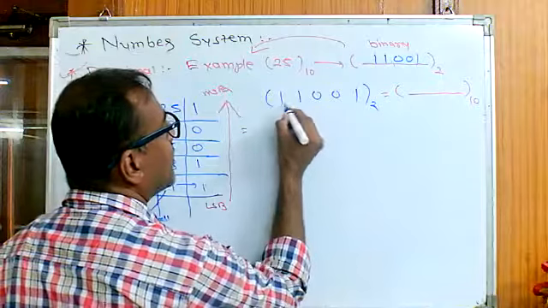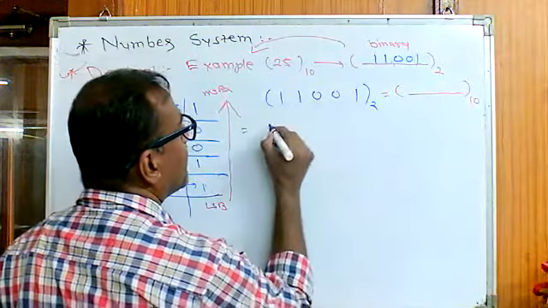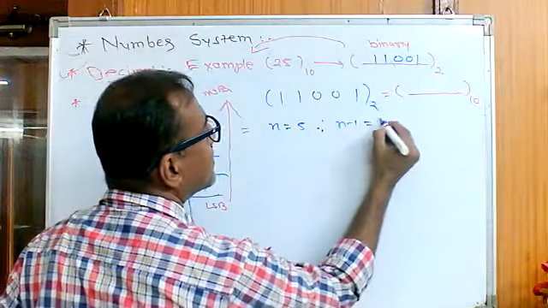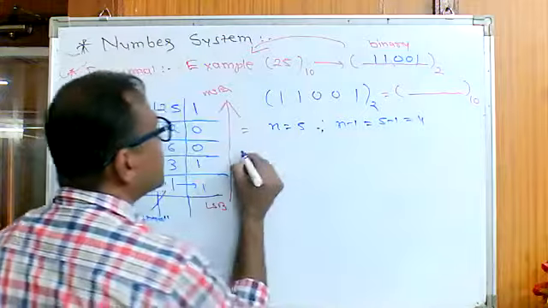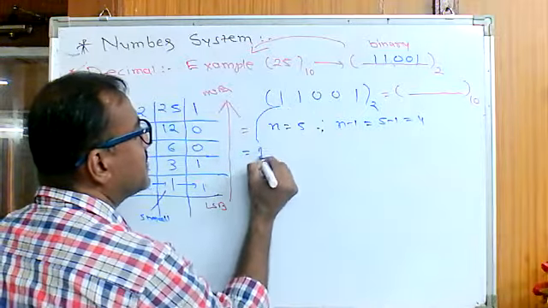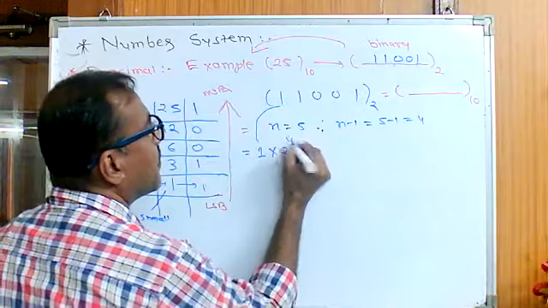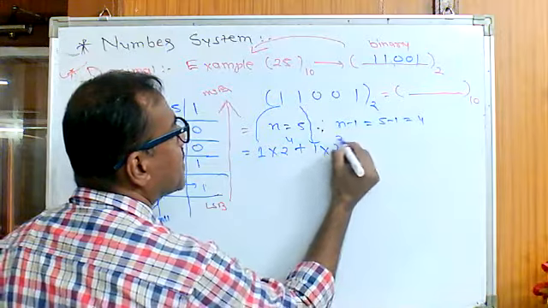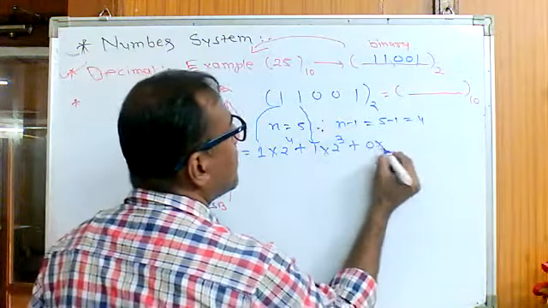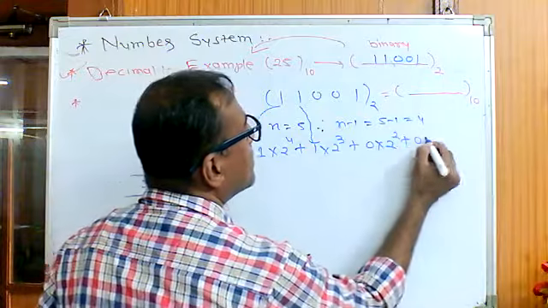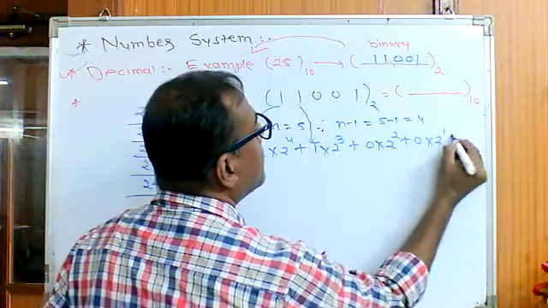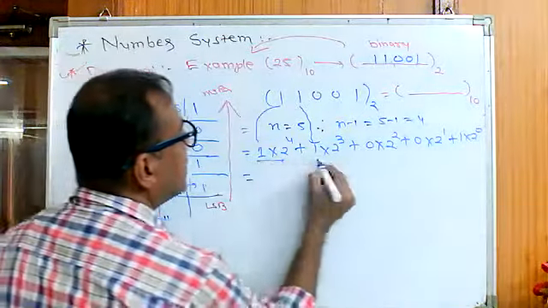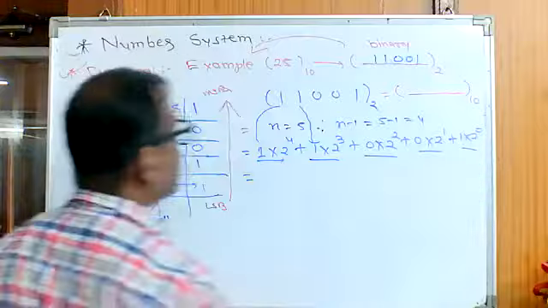The first digit is 1, then 2, 3, 4, 5. The number n is equal to 5, so n minus 1 is 5 minus 1, which is 4. So first, 1 multiplied by 2 raised to 4, plus 1 multiplied by 2 raised to 3, plus 0 multiplied by 2 raised to 2, plus 0 multiplied by 2 raised to 1, plus 1 multiplied by 2 raised to 0.